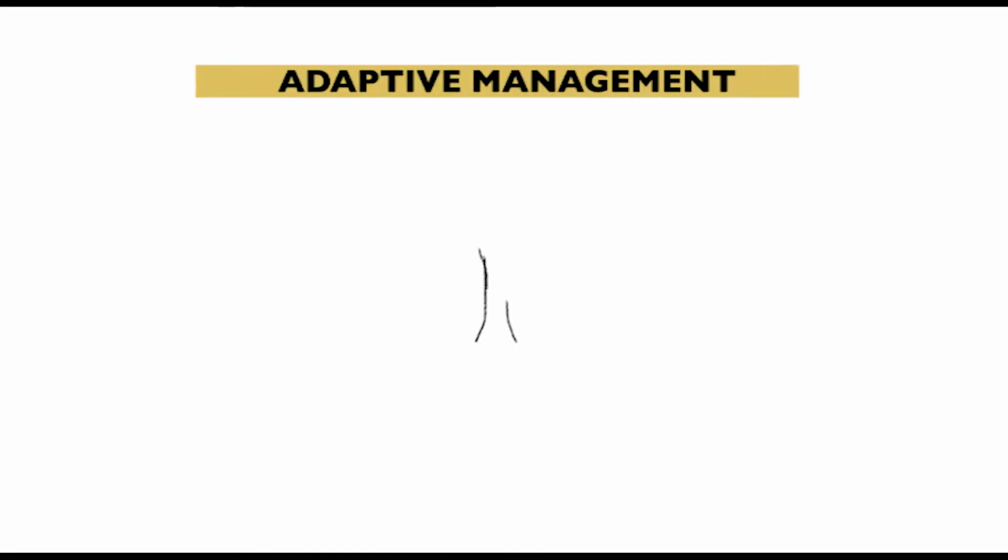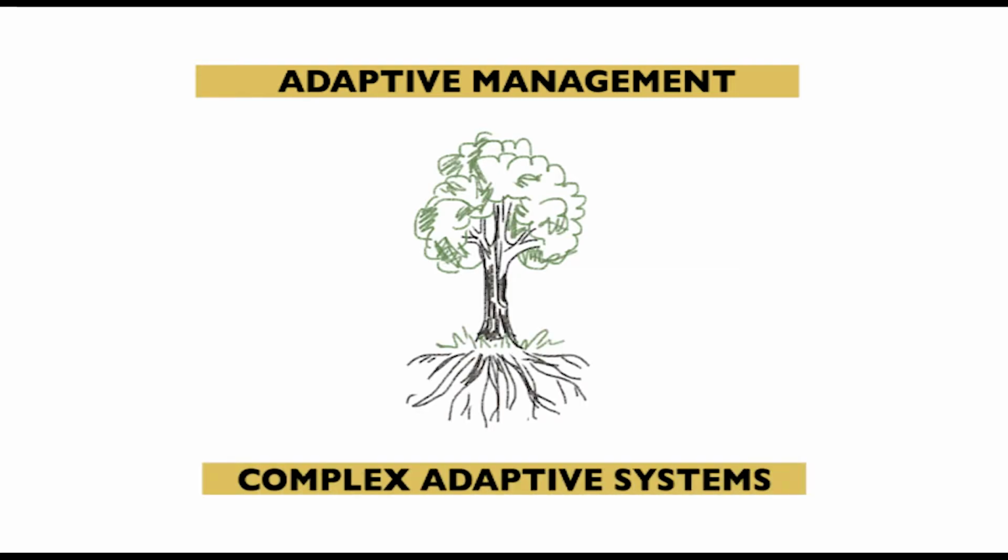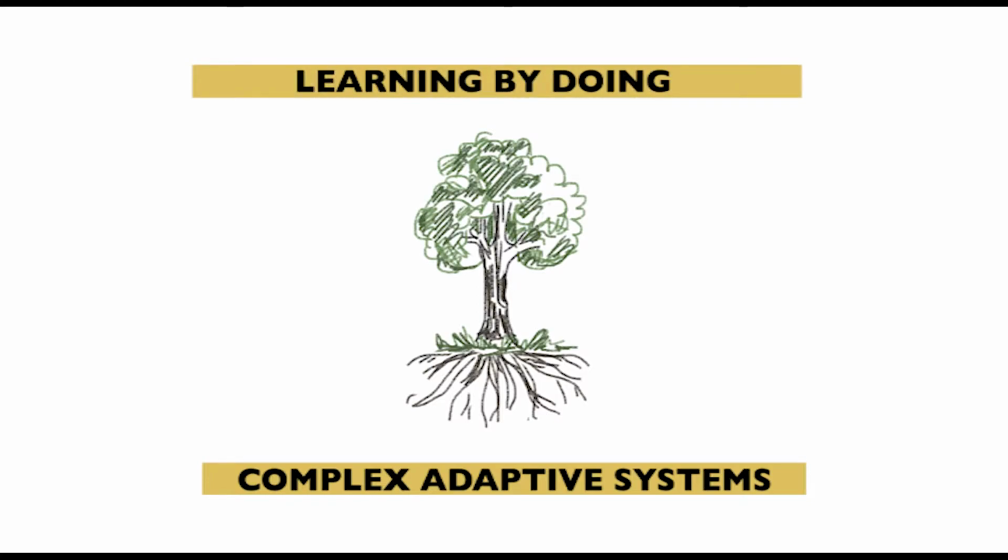The foundations of adaptive management are rooted in the understanding that all systems, whether they be ecological systems or human-centric systems, are complex and adaptive. In essence, adaptive management is a deliberate process of learning by doing and tailoring management actions to what has been learned.